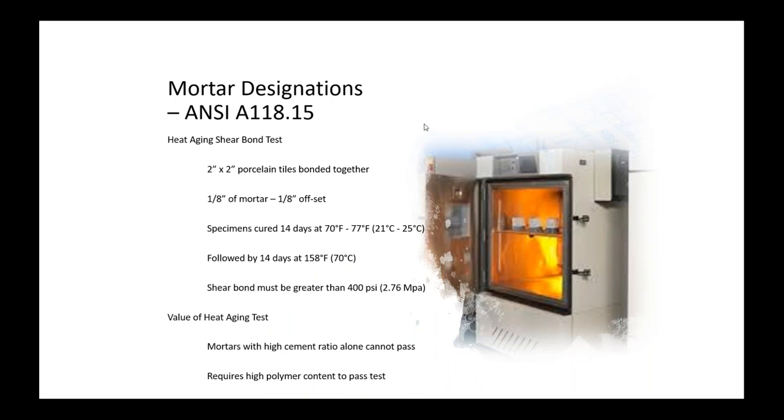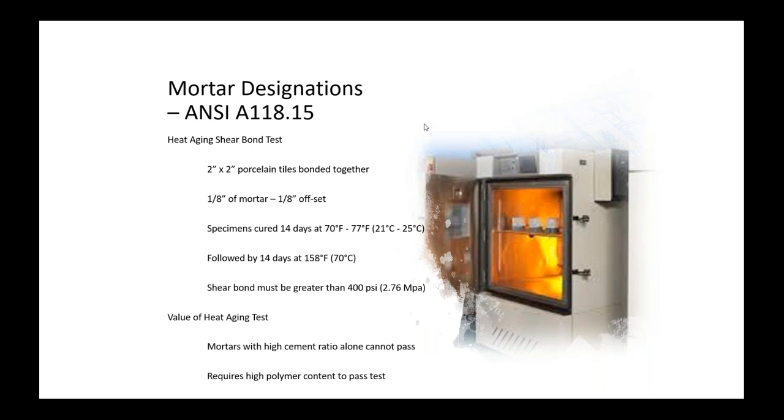Let's talk about the heat aging, because I think this is important. You take a 2x2 porcelain tile, bond it together with an eighth of an inch of mortar, and offset it 1/8 of an inch. All shear tests are set up this way. The specimens are cured for 14 days at 70 to 77 degrees Fahrenheit, followed by 14 days at 158 degrees Fahrenheit. After those 28 days of cure, the shear bond strength must be higher than 400 PSI. That's a pretty substantial shear bond.